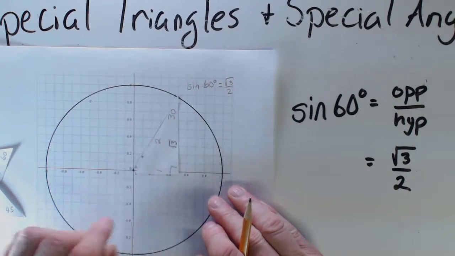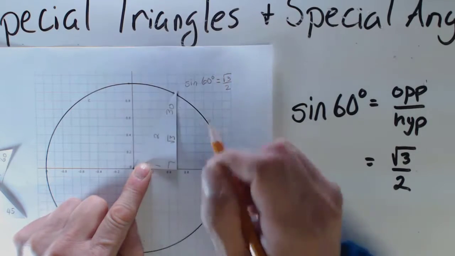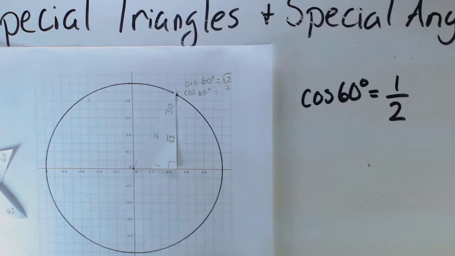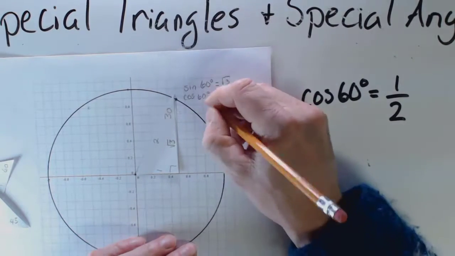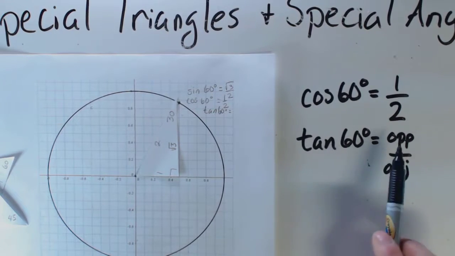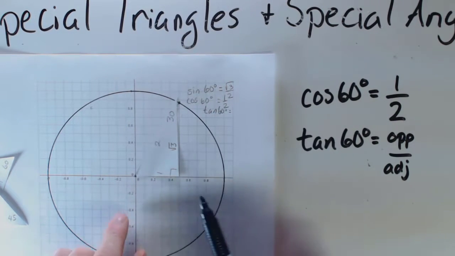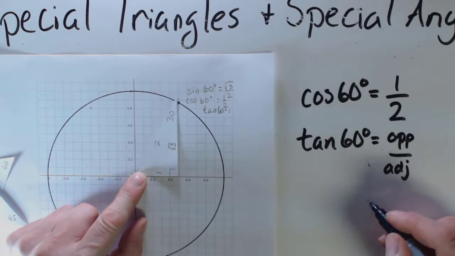Now, if I want to find the cosine of 60 degrees, cosine is adjacent over hypotenuse. And so I know that my cosine of 60 degrees is 1/2. Okay, finally, what is the tangent of 60 degrees? Getting pretty crowded there. The tangent of 60 degrees is the opposite over the adjacent side. Here's my 60 degrees. Tangent is root 3 over 1.